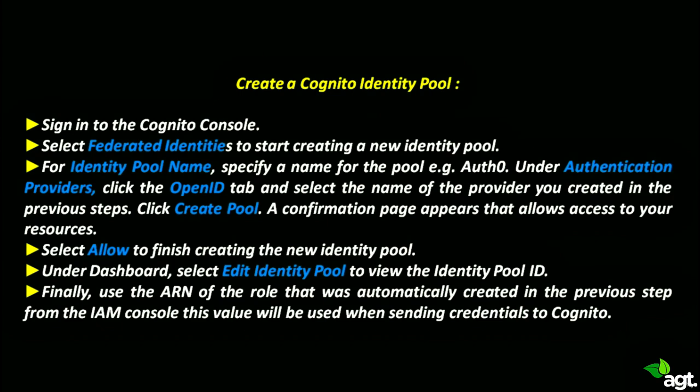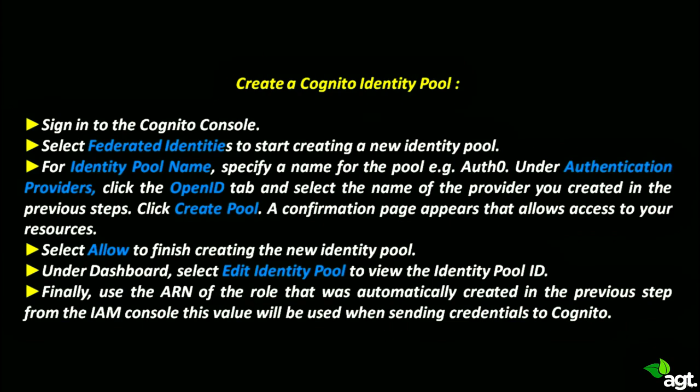Now create a Cognito identity pool. You need to create the identity pool in the Cognito console. This will be used to log into Amazon Cognito using the Auth0 identity provider that you created in the previous step. Sign into the Cognito console, select Federated Identities to start creating a new identity pool. For the identity pool name, specify a name for the pool, for example Auth0, and under Authentication providers, click the OpenID tab and select the name of the provider you created in the previous steps.